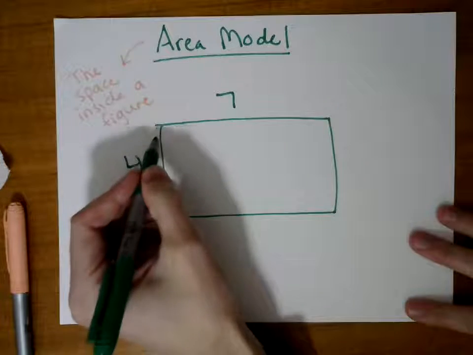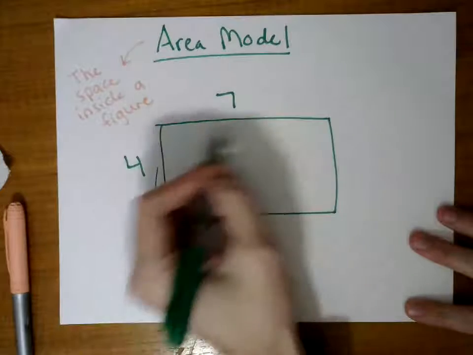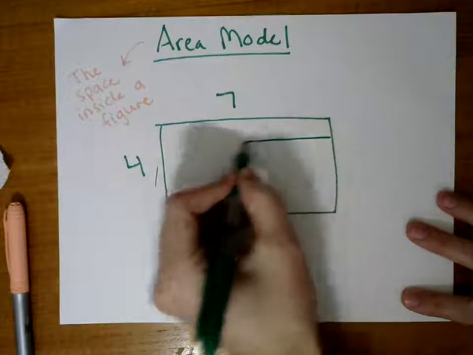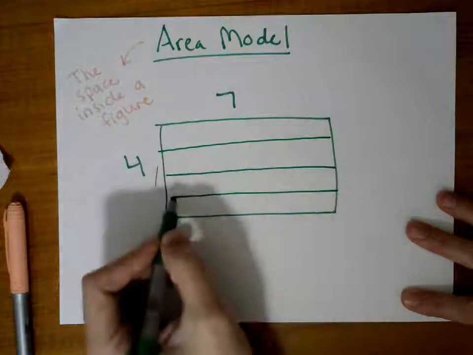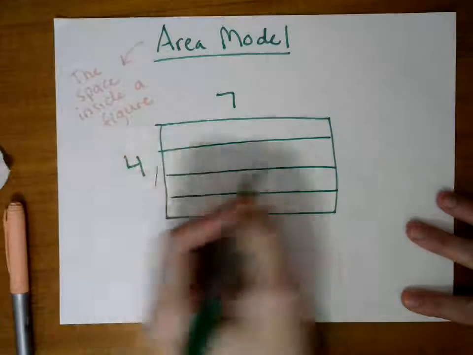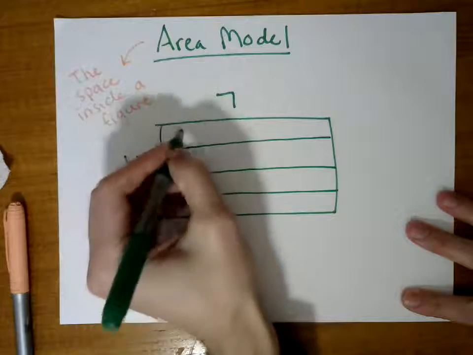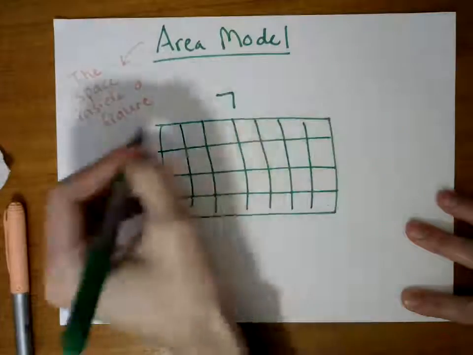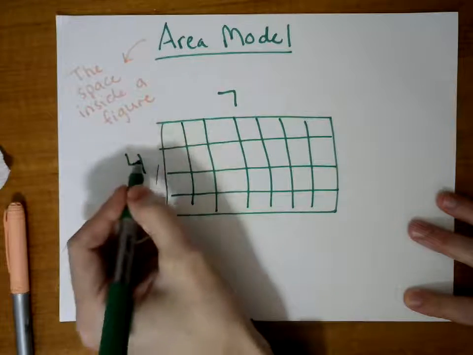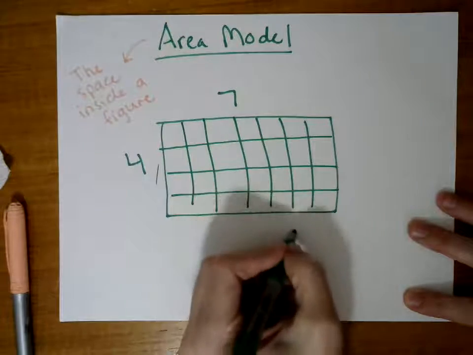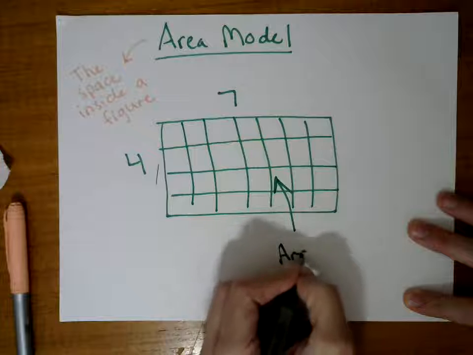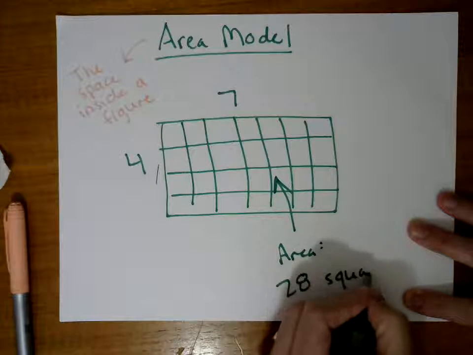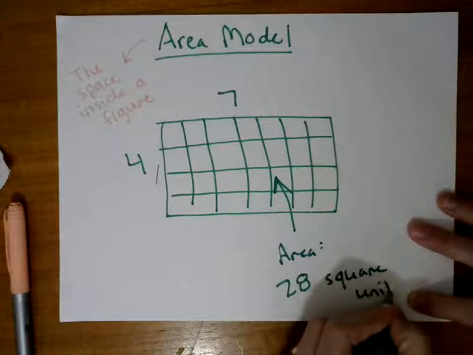So if you have a rectangle that's 4 inches wide by 7 inches long, you just multiply the 4 times the 7, because you picture you've got 4 inches, so 4 rows here and 7 inches across the top. So 7 columns, and you have 4 times 7, 28 total squares. So the area is 28 square units.